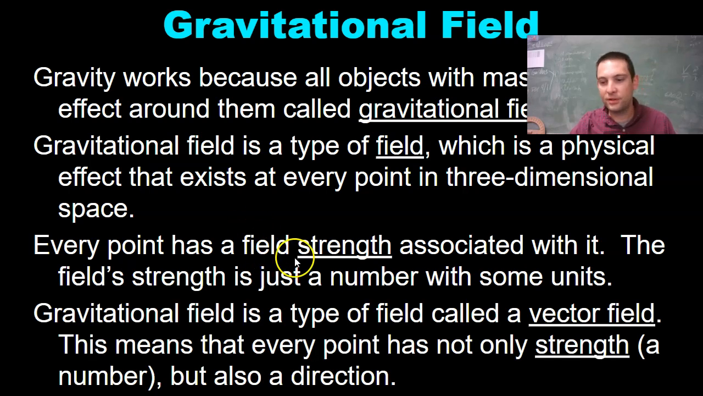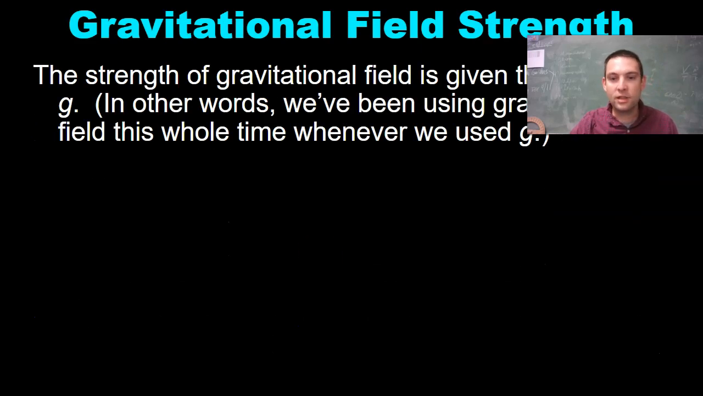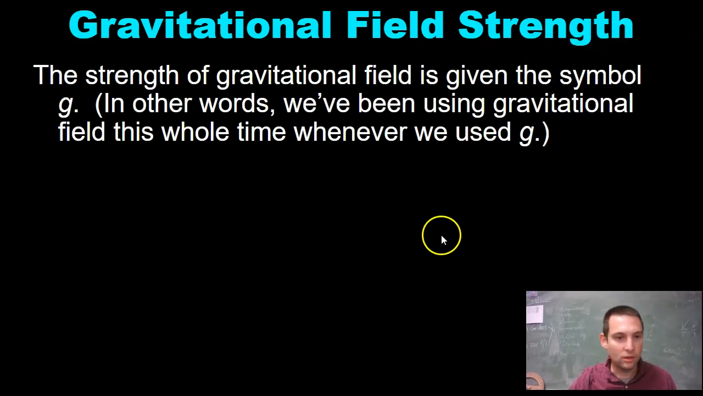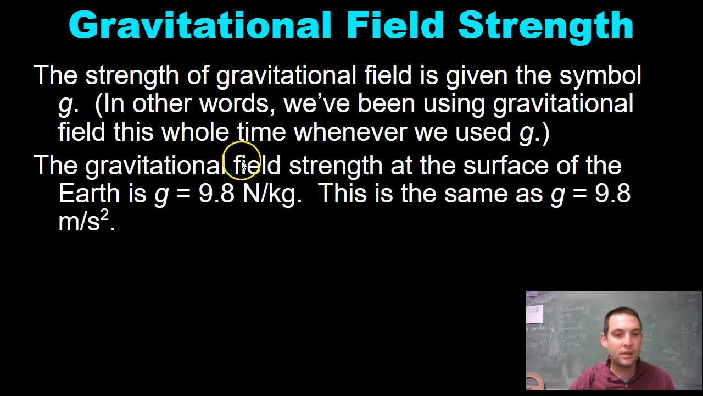Gravitational field is a type of field called a vector field. This means that every point not only has a strength, but also a direction: down. The strength of gravitational field is given by the symbol lowercase g. So in other words, we've been using the gravitational field this whole time whenever we use g, the acceleration due to gravity. The gravitational field strength at the surface of the Earth is on average 9.81 newtons per kilogram, but of course we typically are going to use 10.